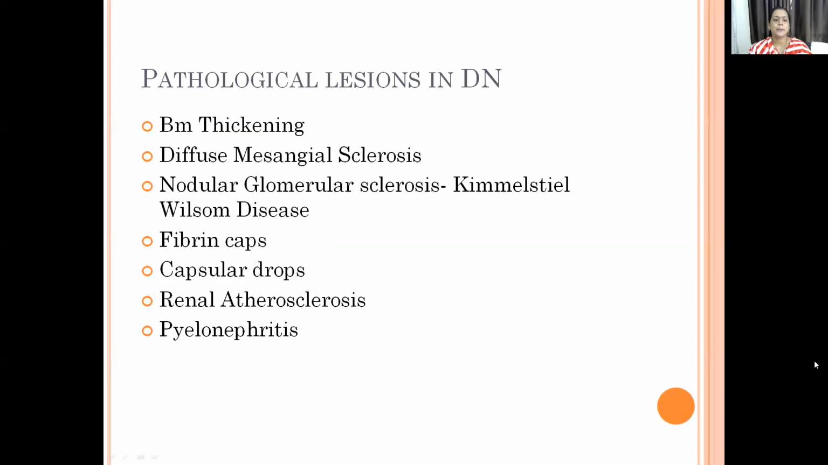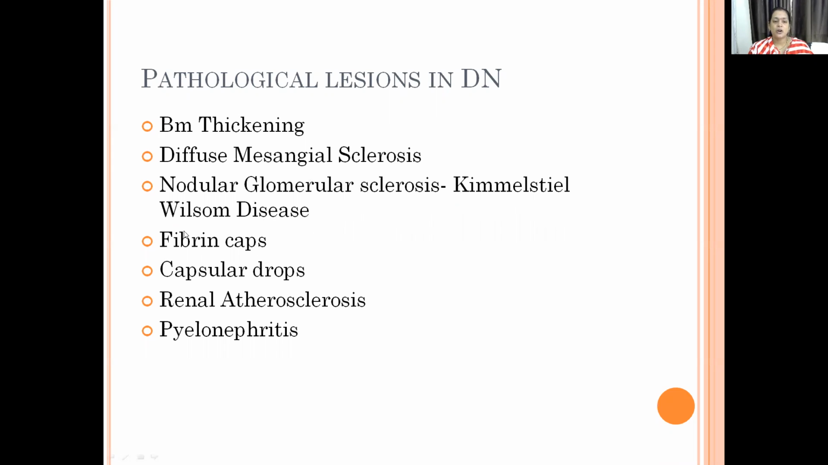In the glomerulus, what is happening? Basement membrane thickening happens because of the deposition of advanced glycosylation end products. The other one is diffuse mesangial sclerosis as a result of the mesangial proliferation. Then nodular glomerular sclerosis, or Kimmelstiel-Wilson disease, wherein there is collagen deposition in the form of nodules. Because of that, there is mesangial loss, fraying of the mesangium, and proliferation of the capillaries. This is classical of Kimmelstiel-Wilson disease. Nowhere else will you see it, but only in diabetic nephropathy.